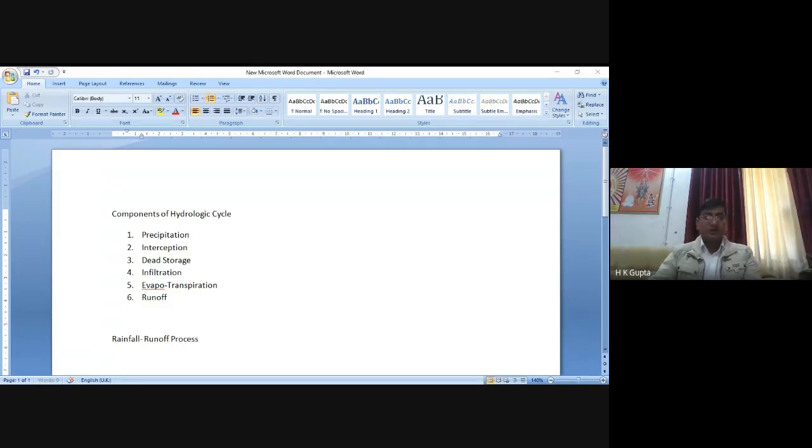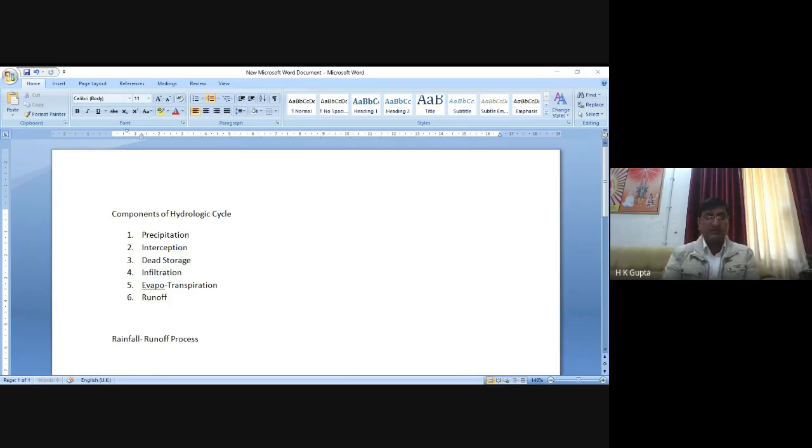Okay, so due to a storm, suppose a 10-hour storm is there. I just write here: 10-hour storm. Storm means, due to one storm, suppose rainfall is occurring for 10 hours. So you will say this 10-hour storm is there, and due to that, there is a rainfall pattern.